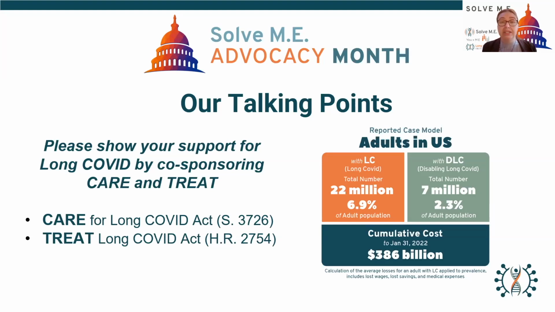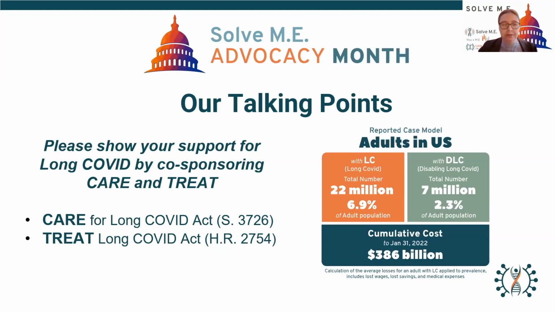However, we've divided this into disabling long COVID, which is a more specific number. These are people who are no longer able to work at their pre-infection illness levels. And these folks, there are 7 million people, almost 2.3% of the US population, that are experiencing these specific disabling symptoms as a result of a SARS-CoV-2 infection. The cumulative cost for all of this to the individuals who are experiencing these symptoms: over $386 billion in lost wages, lost savings, and increased medical costs as a result of this illness flying through our country. So that's a couple quick talking points for you to use.